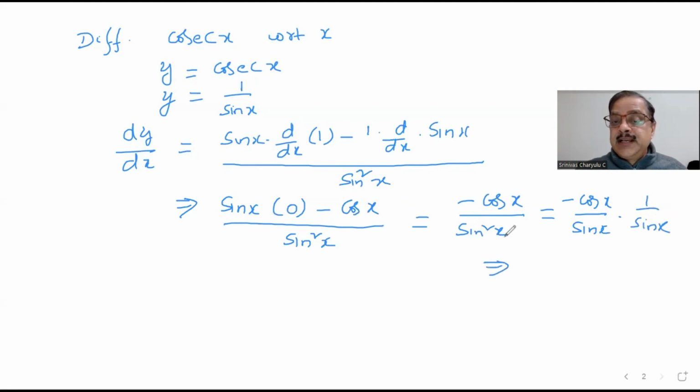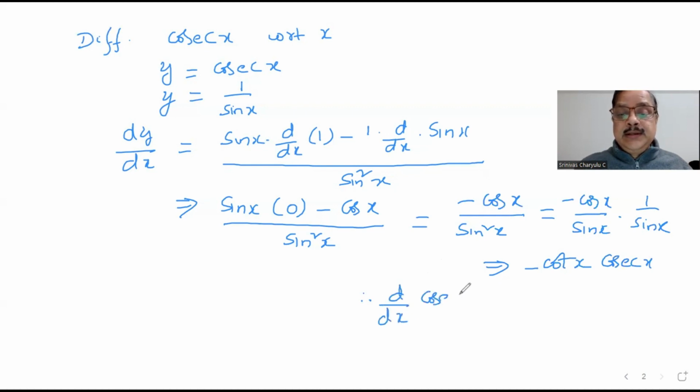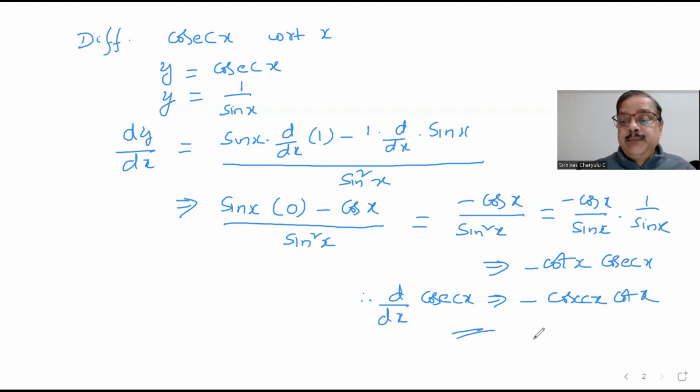So the sin square x, we have written like this, sin x into sin x. Previous page, if you observe, cos square is there, cos x into cos x. So cos x by sin x is called cot x. 1 by sin x is called cosecant x. So therefore, d by dx of cosecant x is nothing but minus cot x cosecant x, or you can write cosecant x cot x. So this is the second one.